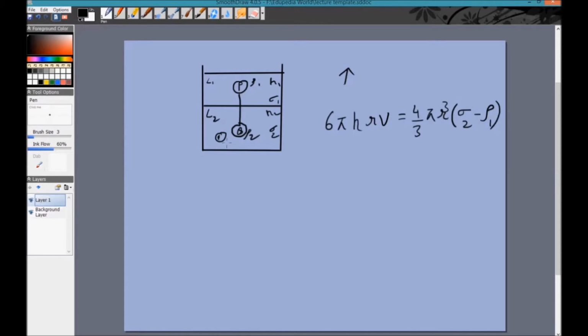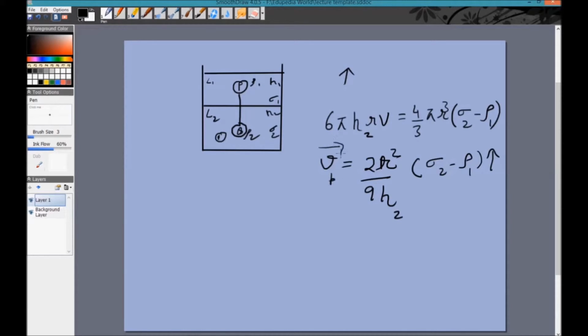So the viscous force will be downwards, and this will be equal to this. And from this we can get the terminal velocity. These are results you should probably know as well. It is 2r squared by 9 eta 2, because we are calculating for 2, times sigma 2 minus ρ1, upwards.